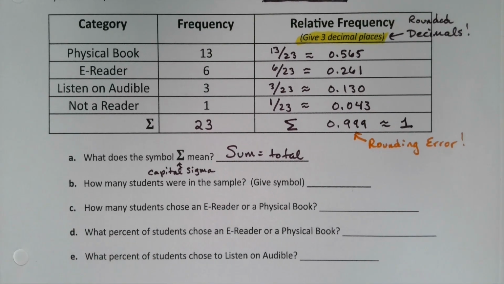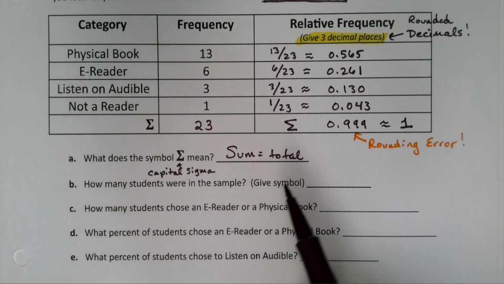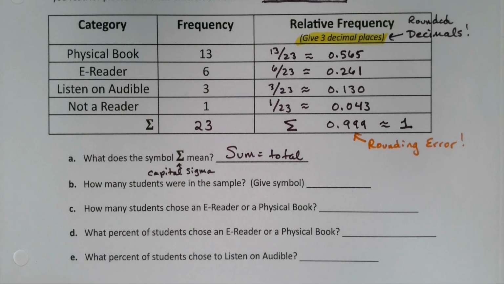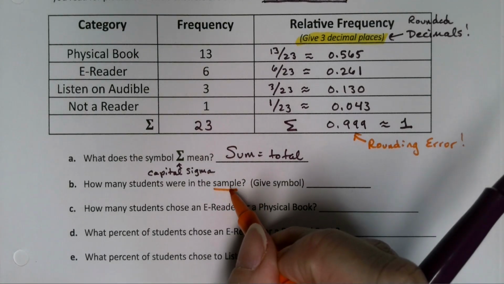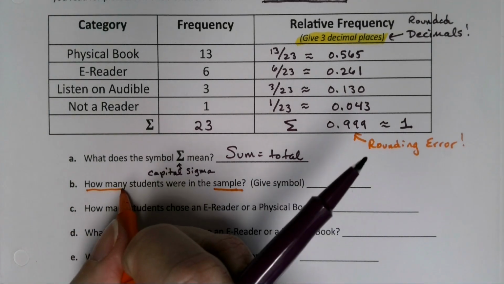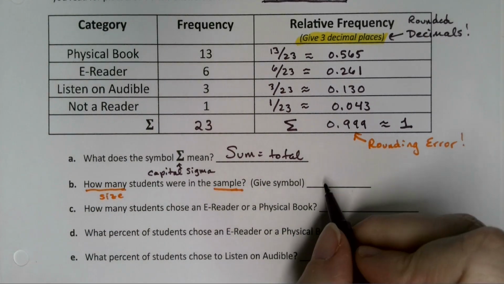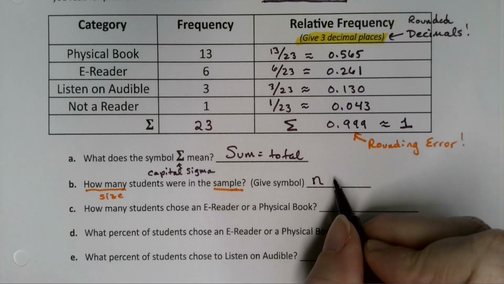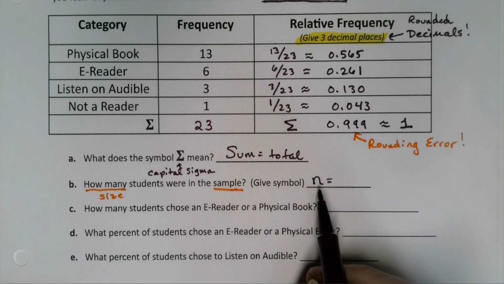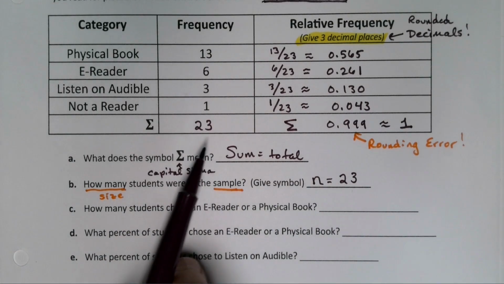Okay, so then how many students were in the sample? Give the symbol. Okay, so this was a sample. Notice this wasn't all the students for Math 133, it was a sample. And so how many students is the size? So we're asking how many. That's sample size. Sample size we learned in section 1.1 is little n. So little n was 23. There were 23 students in this sample.